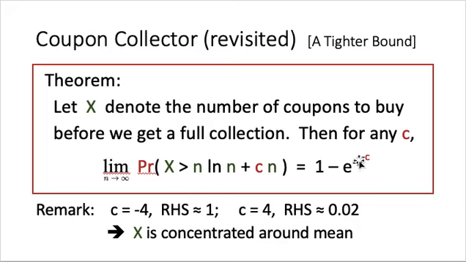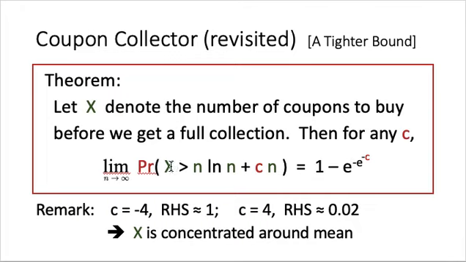On the other hand, when c is 4, then this is e to the power minus 4. So the top part is like 1 over 81, something like this. So e to the power minus 1 over 81 is close to e to the power minus 0, so it is close to 1. So 1 minus 1 is close to 0. So in that case, when c is equal to 4, the right-hand side will be a value very close to 0. So what does that mean?